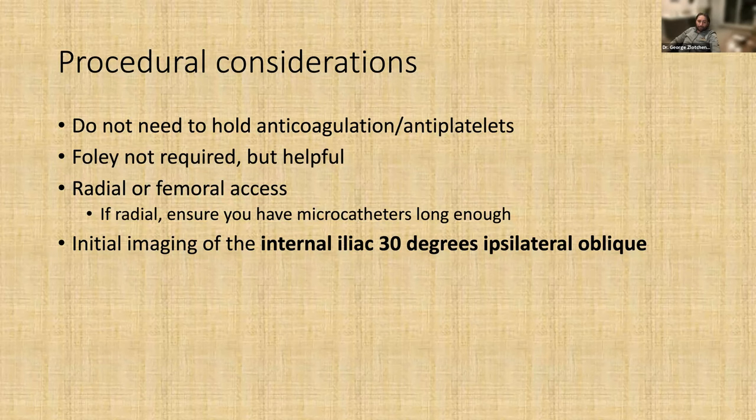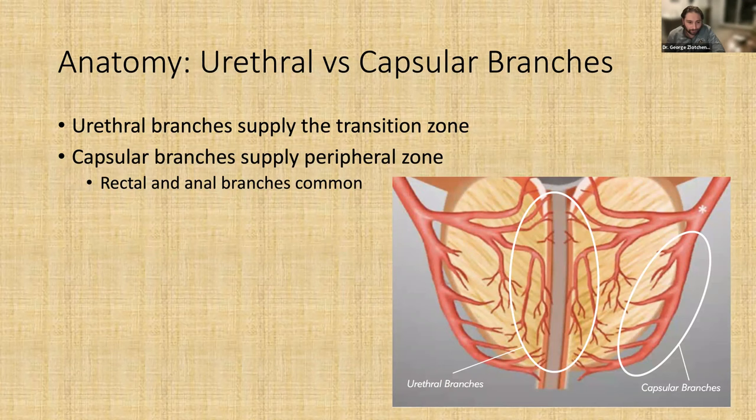So you want your initial imaging to be a steep ipsilateral oblique. That's why I bolded this. You really want to make sure you're doing ipsilateral oblique that lays out the prostate artery nicely. You want at least a minimum of 30. I've been going even higher than 30, but 30 is where you want to shoot to. No pun intended. You have your urethral branches that supply the transition zone, and the capsular branches supply the peripheral zone. And you can have some rectal and anal collaterals there. What you're really trying to target is the urethral branches. That's the tissue that you want to necrose, to soften up so the patient can urinate better.